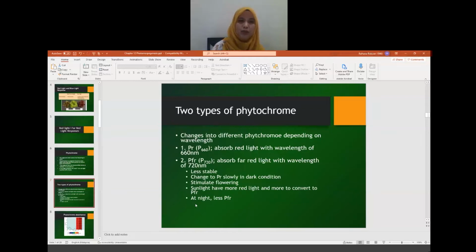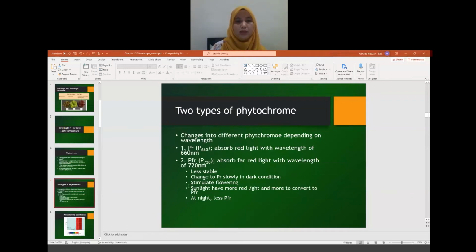For the phytochrome red light, they will absorb the red light with a wavelength of 660 nanometer. Whereas for the PFR, the phytochrome far red light, they will absorb the far red light with a wavelength of 720 nanometer. Again, this PFR is less stable, meaning that they are in the active form because they are not stable, so they will change to PR. PR, just now I mentioned, is the inactive form.